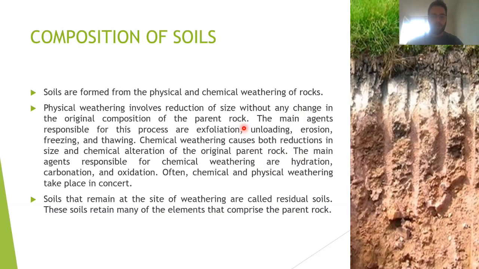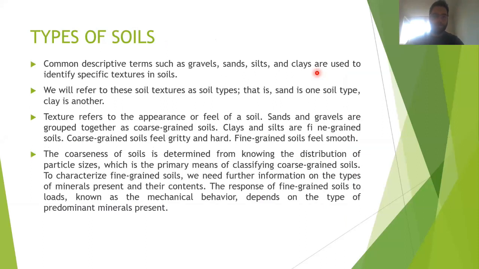The soils that remain on the site after weathering we call residual soils. These soils retain many of the elements that comprise the parent rock. The truth is that we don't have many residual soils, because there is a lot of movement on the earth. On the right side, you can see how soil is formed in one picture. You have the parent rock, then a little bit of weathering, and the last step is the soil and the organic soil, like humus and everything. So we have a lot of types of soils.